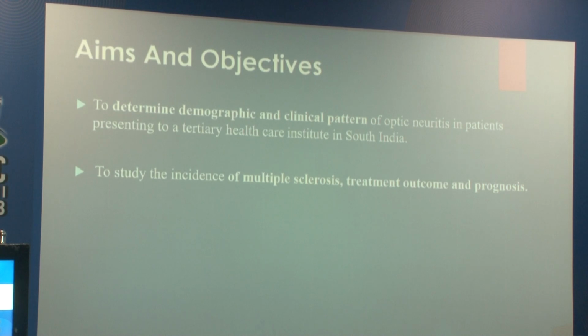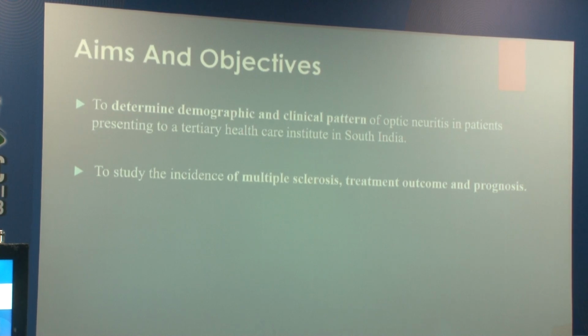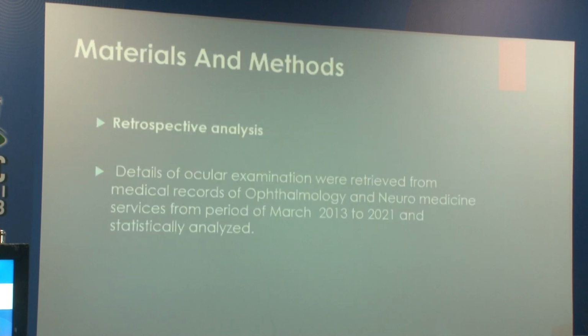My aim is to determine the demographic and clinical pattern of optic neuritis in patients presenting to a tertiary healthcare hospital, and to study the incidence of multiple sclerosis, treatment outcome and prognosis. Materials and method. The study is a retrospective analysis where details of ocular examination were retrieved from medical records of ophthalmology and neuromedicine department services for a period of March 2013 to 21, and they were statistically analyzed.